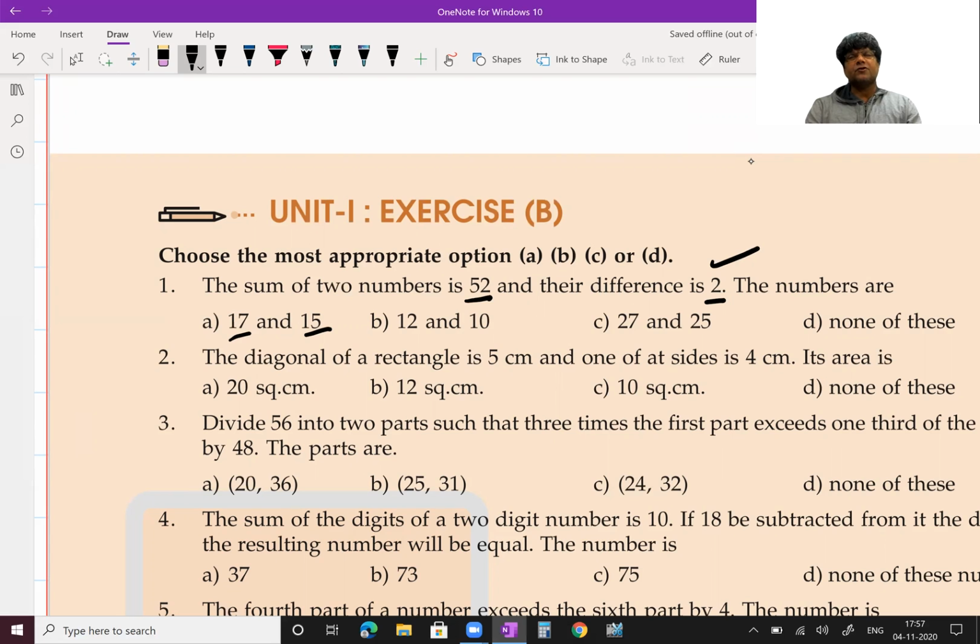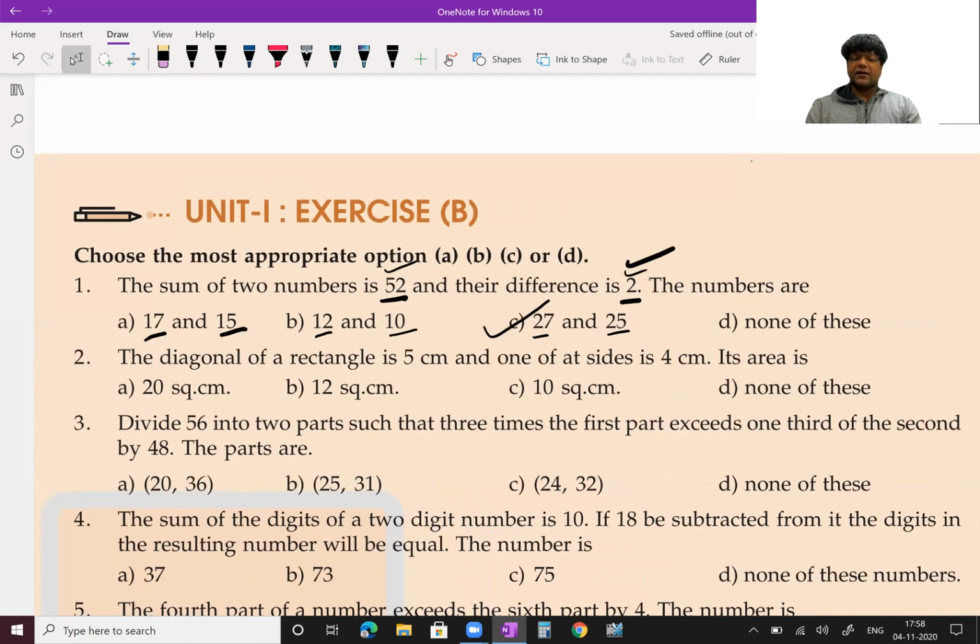How many conditions are given in this question? 2. Which 2? Sum should be 52 and difference should be 2. Both the conditions satisfied, then only it is the answer. One condition satisfying, other condition not satisfying, then it is not the answer. As you are seeing in option A, difference is 2, but the sum is not 52, so this is not the answer. See here for option B, 12 and 10, difference is 2, but the sum is not 52, this is not the answer. 27 and 25, if you see, 27 plus 25 is 52, satisfying. 27 minus 25 is 2, satisfying. So all the conditions are satisfying, so this will be the answer.